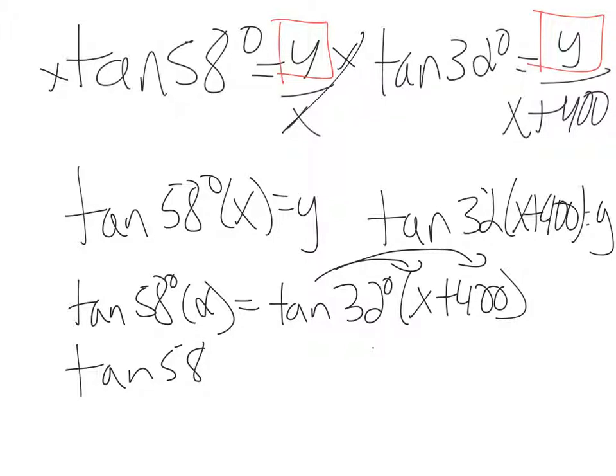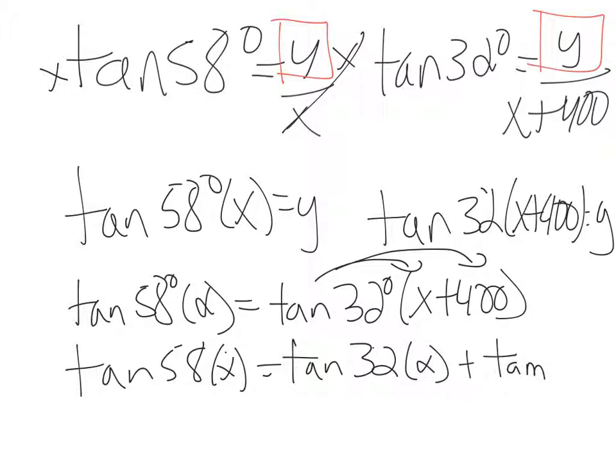Okay. Tan of 58x equals the tan of 32x plus the tan of 32 times 400. I should rewrite that because that's confusing. That's two things. You got to do the tan of 32, then times it by 400. I'm going to move my 400 around here.